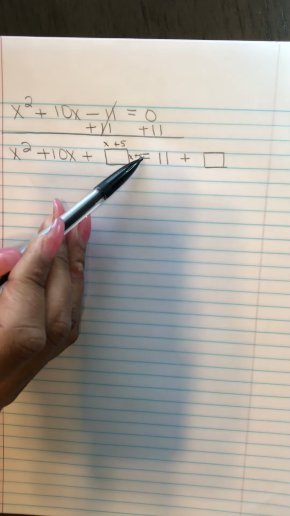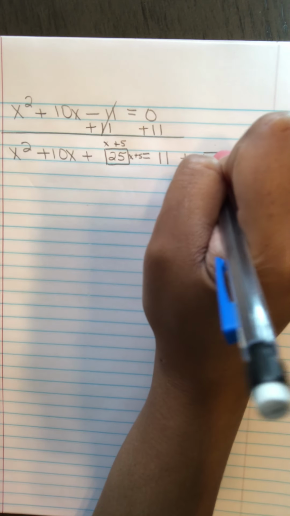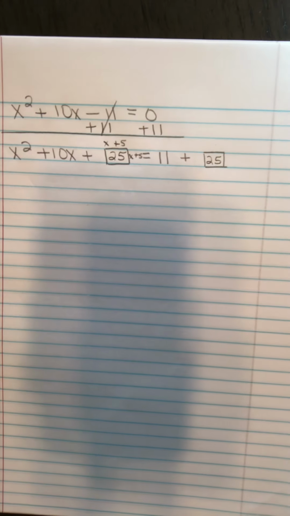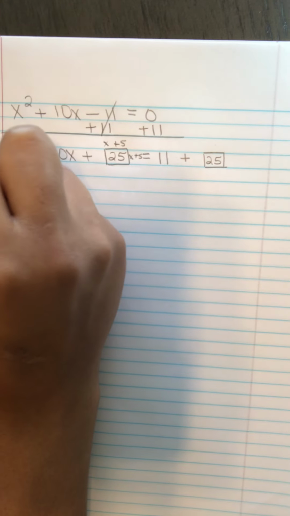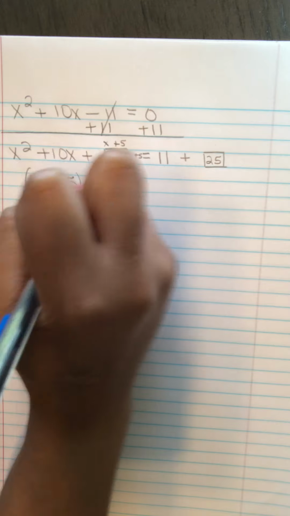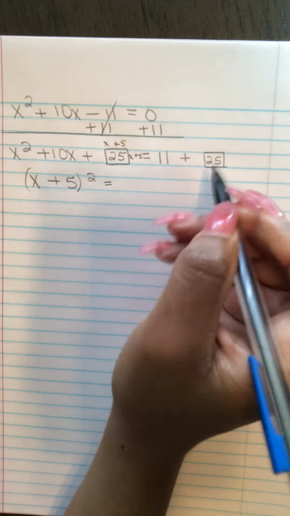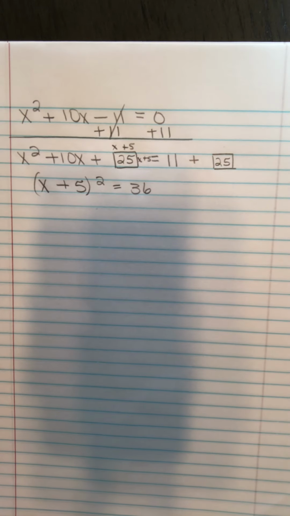Well, what's 5 times 5? 25. So 25 is going to complete this square. And if I add 25 to this side, I must add 25 to the other side. Now let's factor this perfect square trinomial. Well, we just said that each side of my square was going to be x plus 5. So if both sides are x plus 5, that means x plus 5 squared is equal to 11 plus 25 is 36. Now I need to solve for x.